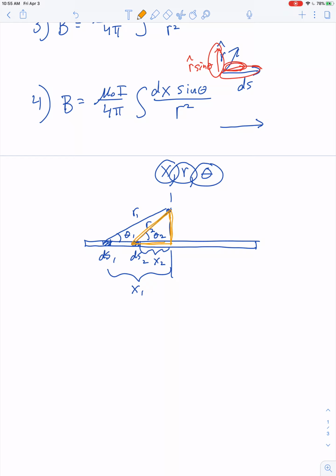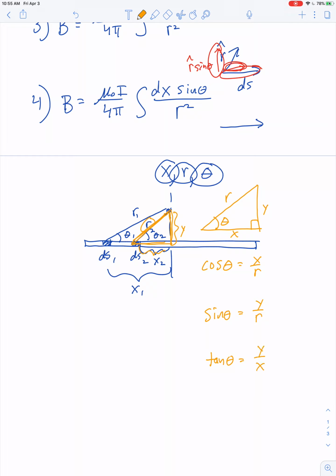Let me draw that again over here. So there's theta. This distance is y, this distance is x, and this distance is r. So let's take all of our trig functions. Cosine theta would be x over r, sine theta would be y over r, and tangent theta would be y over x.